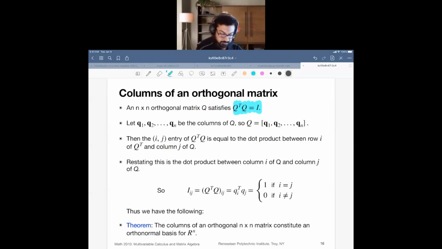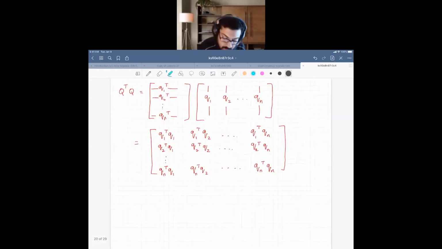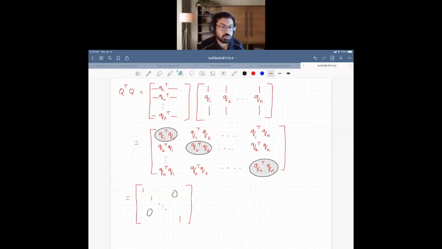Now, if you look at that, this has to equal an identity matrix: 1, 1, and so on, 1 along the diagonal, and everything else should be a 0. So what can we say about these entries? All of the diagonal ones should be equal to 1, and everything else should be a 0.